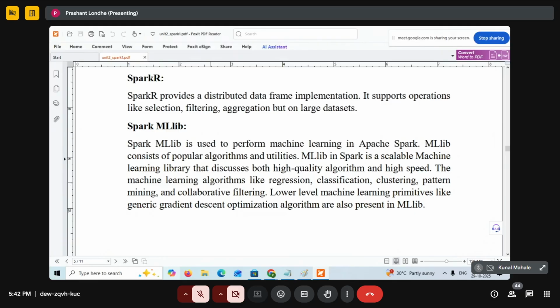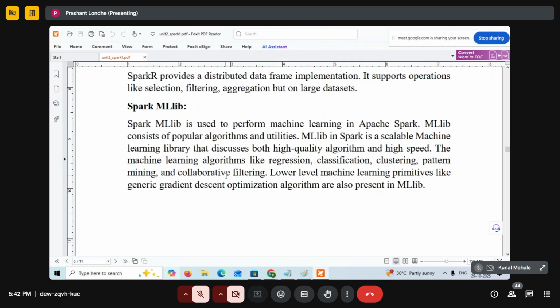Then, if you want to implement machine learning algorithms, you have MLlib. MLlib consists of different types of popular algorithms and utilities which are used for regression, classification, clustering, pattern mining, and collaborative filtering. These algorithms are chosen based on the requirement. If you want to classify the data and you know the classes, in that case you will go for classification. If you don't know the classes, you will go for clustering.